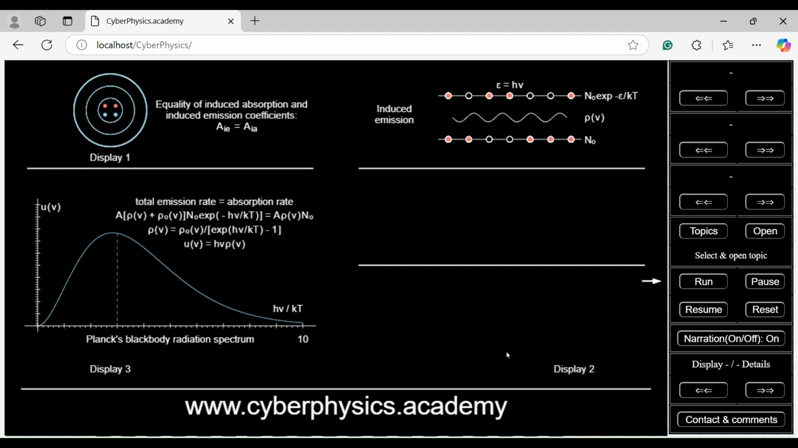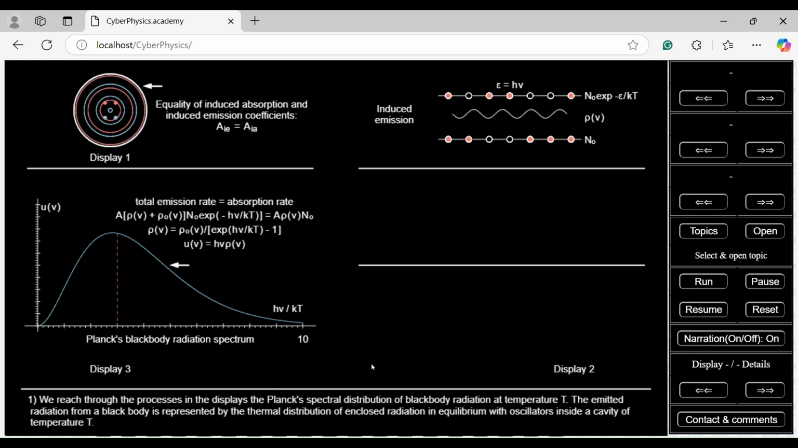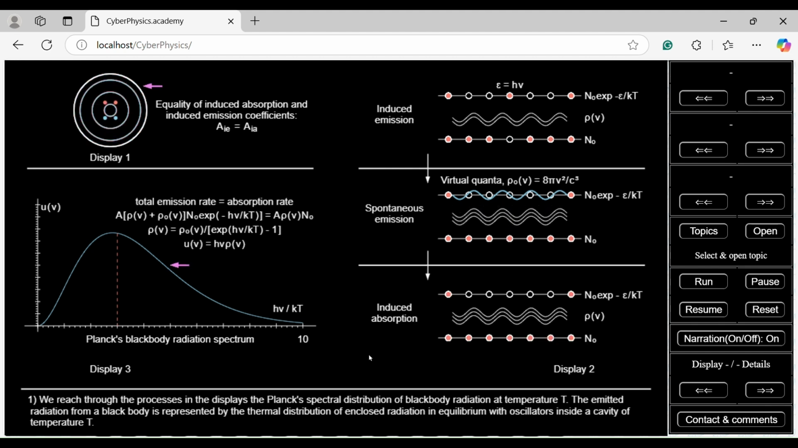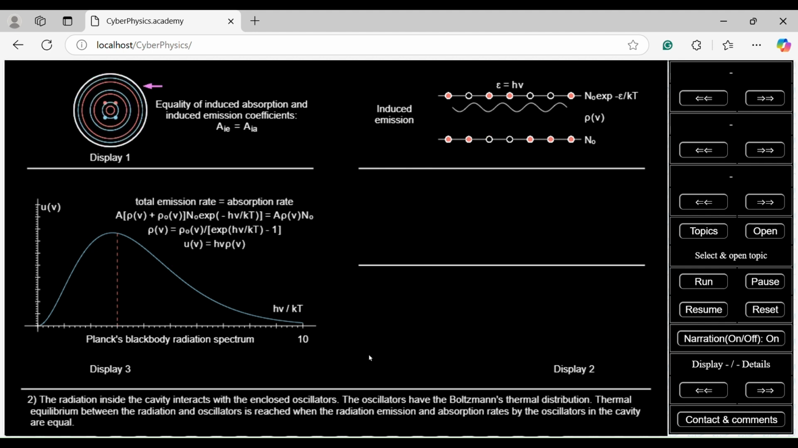Blackbody radiation. We reach through the processes in the displays the Planck's spectral distribution of radiation from a black body at temperature T. The emitted radiation from a black body is represented by the thermal distribution of enclosed radiation in equilibrium with oscillators inside a cavity of temperature T. The radiation inside the cavity interacts with the enclosed oscillators.